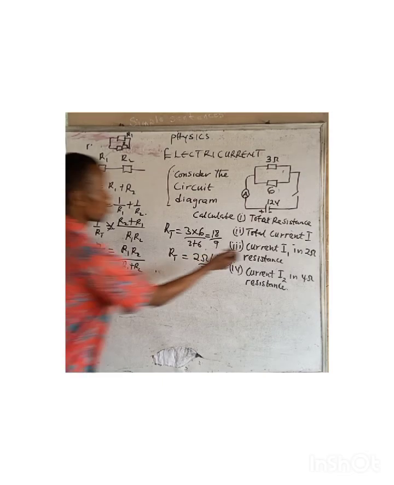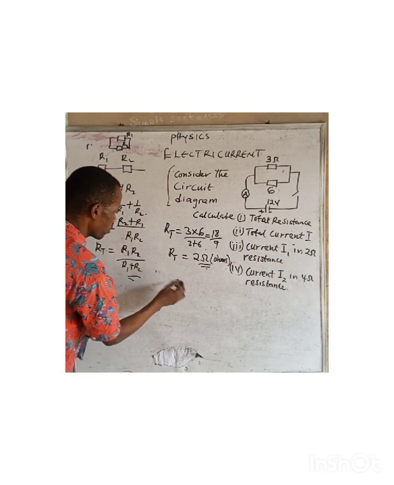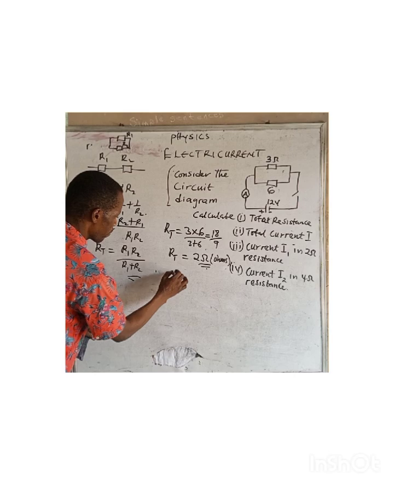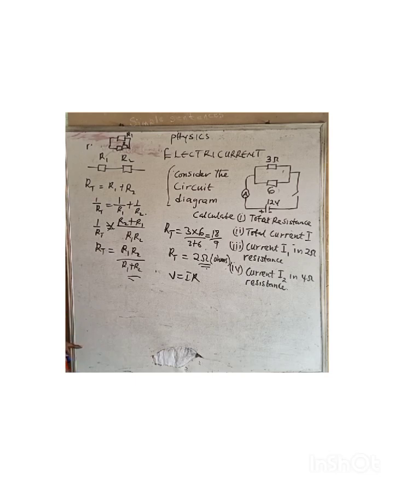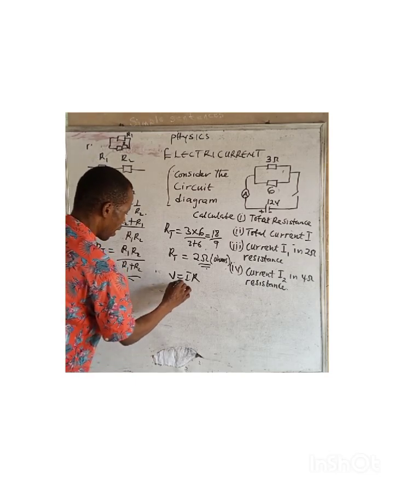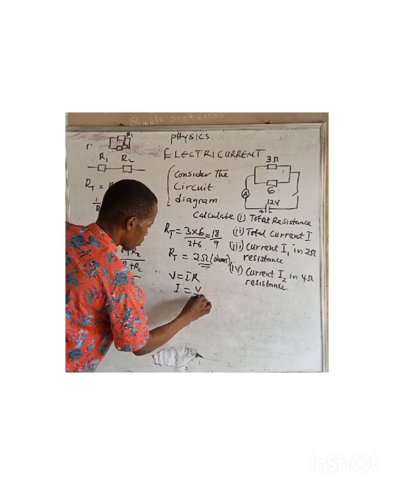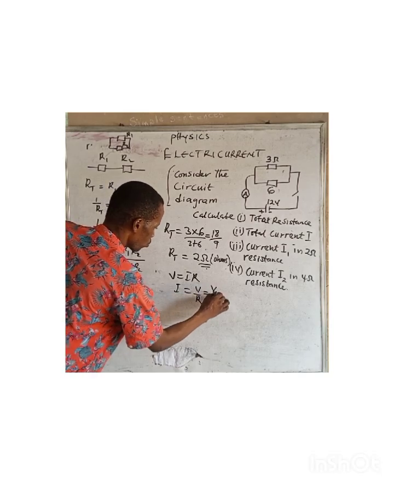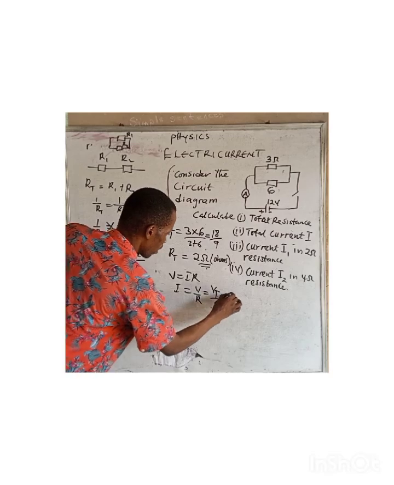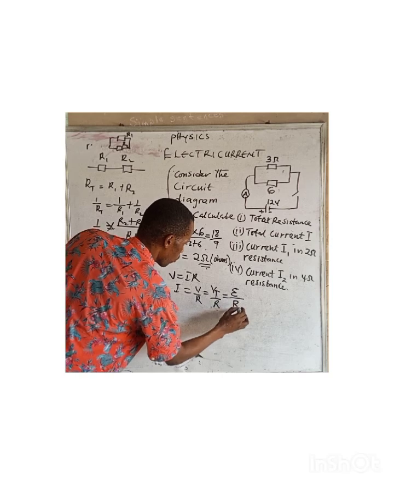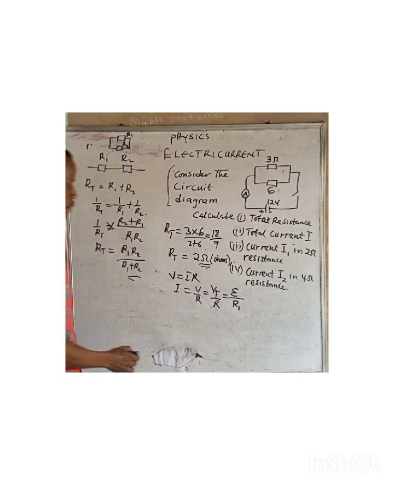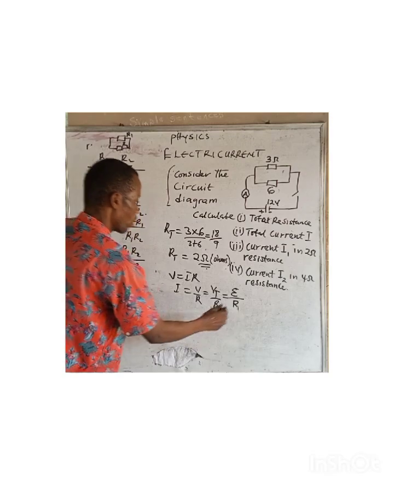Now going forward, total current I. How do you get current I? From the Ohm's law. So from here we get our I to be equal to V all over R. So at this level we are talking of V total all over R. Our V total is the EMF, the electromotive force, that is the sum of all voltage drops in the circuit, all over what? R.